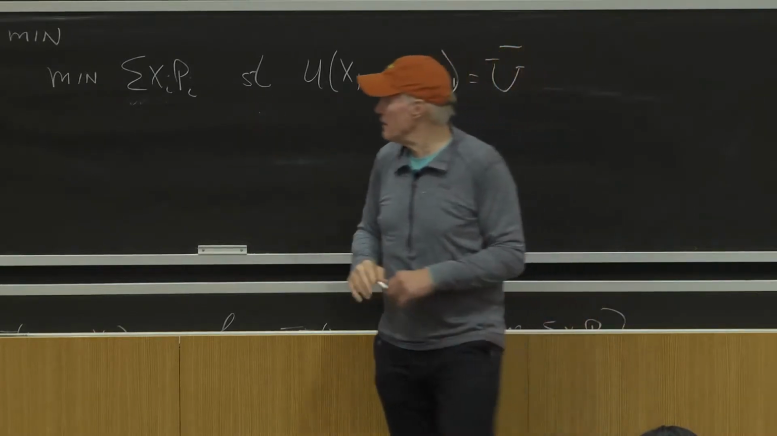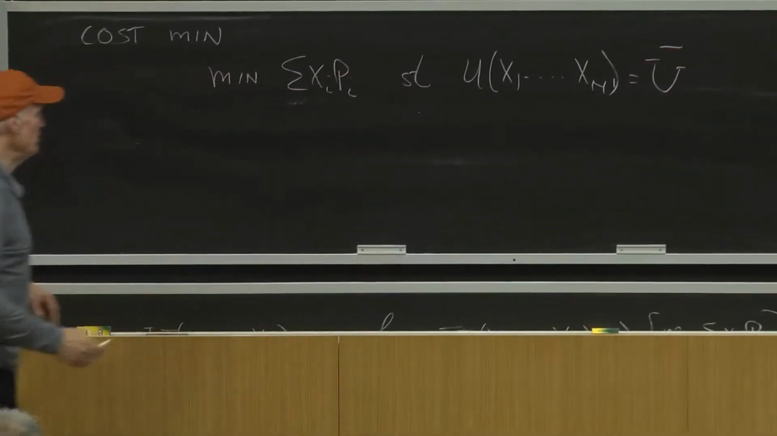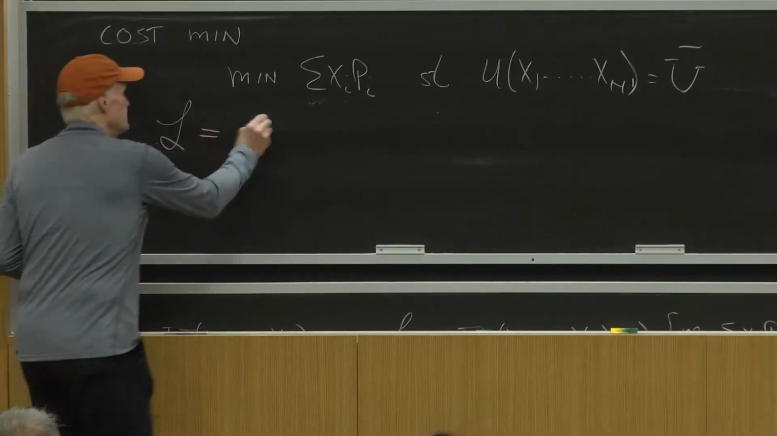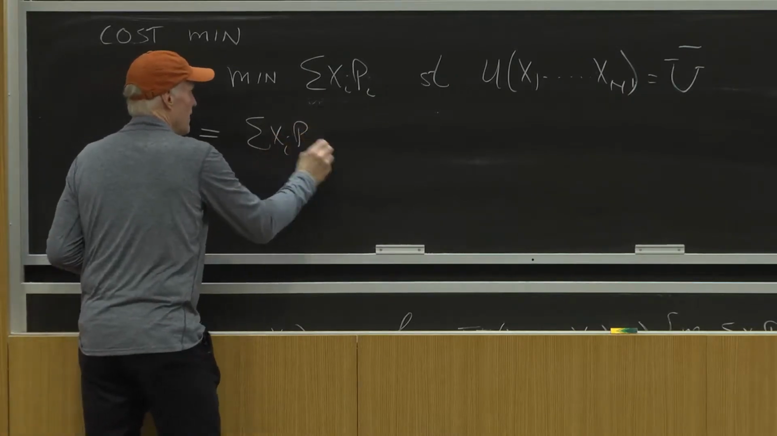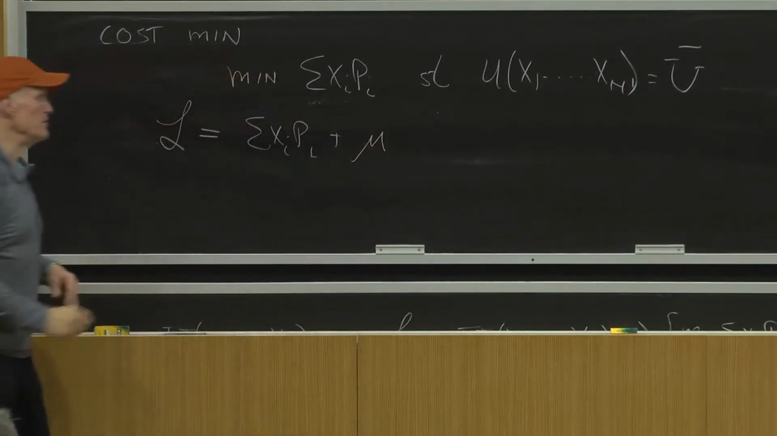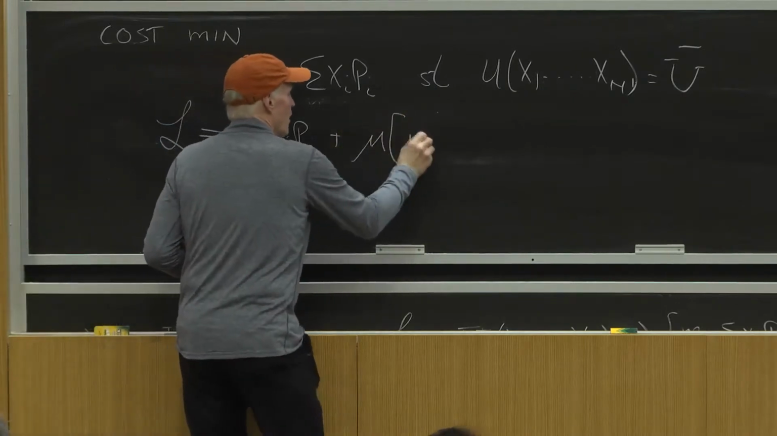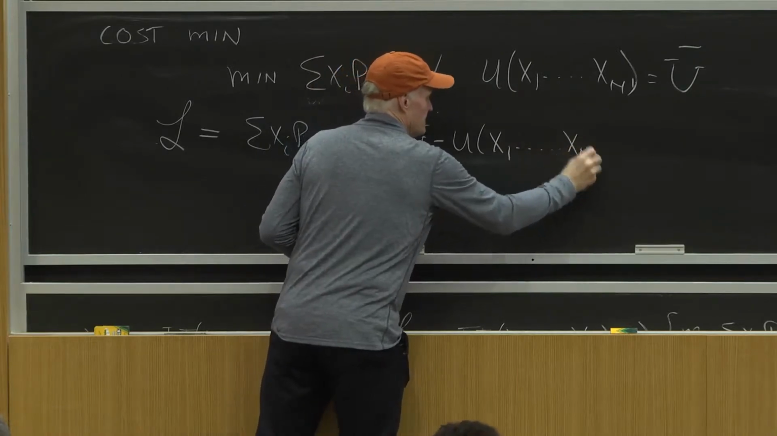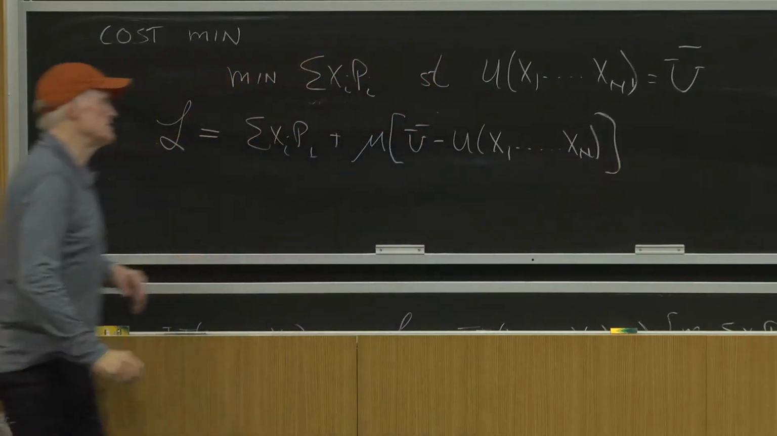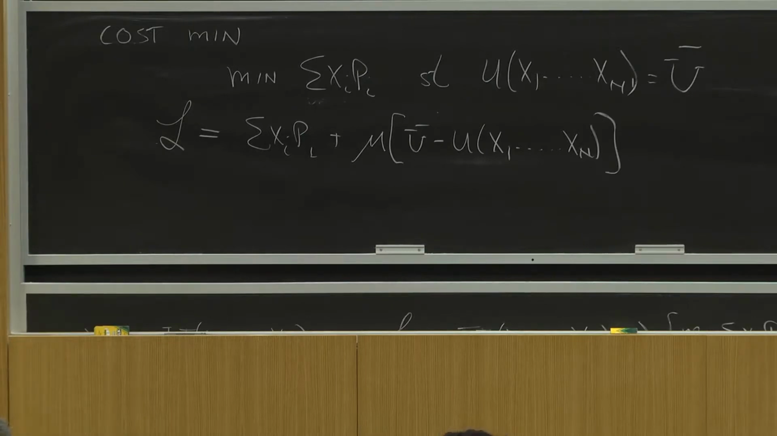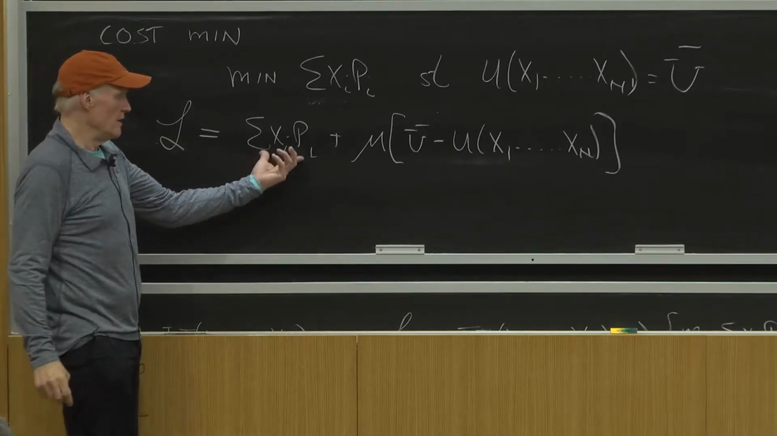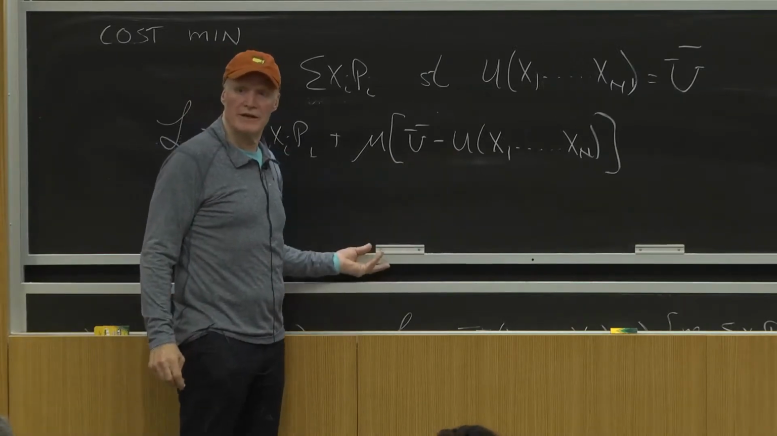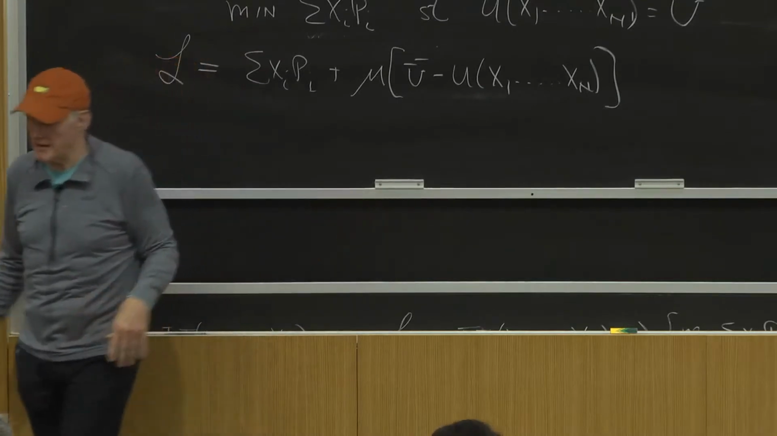Okay. All right. So how are we going to solve this problem? Well, we can look at the Lagrangian for this problem. L is the sum of the x_i p_i, plus I'll call a different multiplier mu, times u bar minus u of x1 up to xn. Okay, so that's my dual formulation of the problem. I'm now going to minimize cost subject to a utility constraint, reaching that level of utility. Now, there are real-world problems for which this might show up.